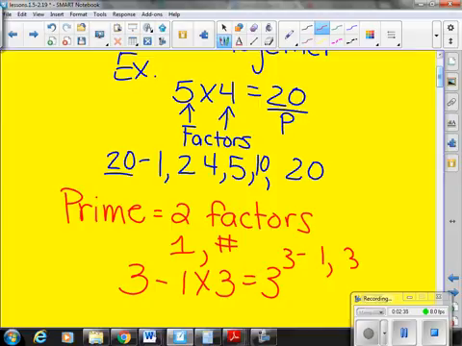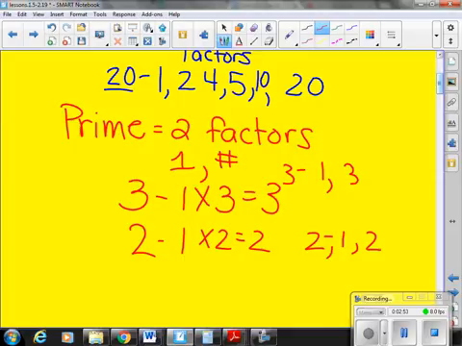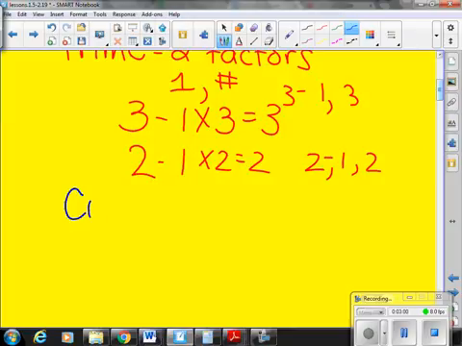Another example of a prime number is the number 2. The only thing you can multiply together to get 2 is 1 and 2. So therefore, factors of 2: 1 and 2. Those are prime numbers. Well, a composite is the opposite of prime. A composite number has more than 2 factors.